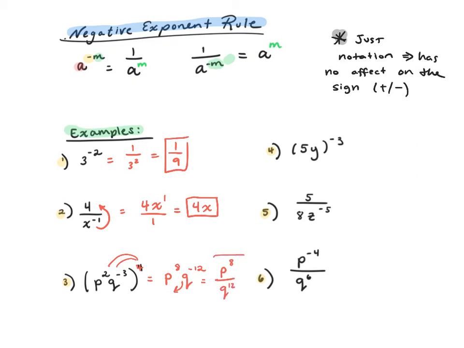And there's my answer, p to the 8th over q to the 12th. I don't have any variables that match, I can't simplify anything. That's all I can do. Okay, let's do the next one.